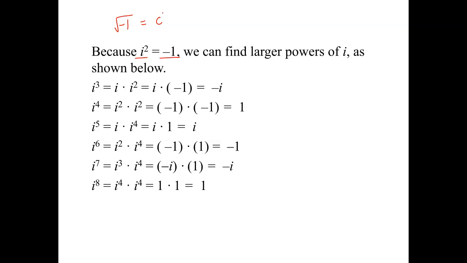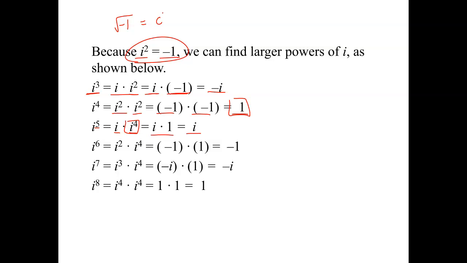Okay? So i to the 3rd power, break it apart into i times i squared. Those are the 2 factors. i is what it is. i squared is -1. So if I take i and multiply it by -1, I get -i. i to the 4th power, I use i squared for both my factors, which gives me -1 times -1, which results in +1. Now notice when I go to i to the 5th power, i times i to the 4th. i to the 4th is 1. 1 times i gives me i.